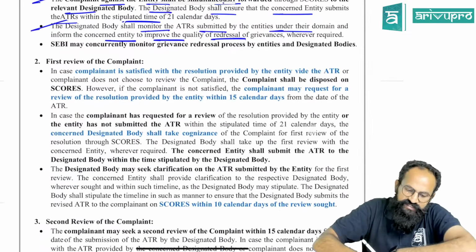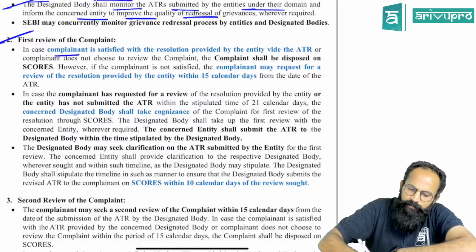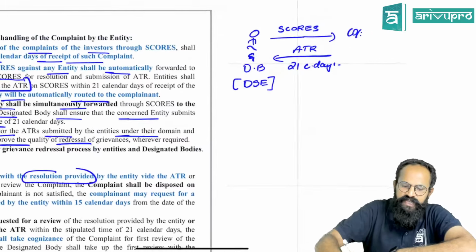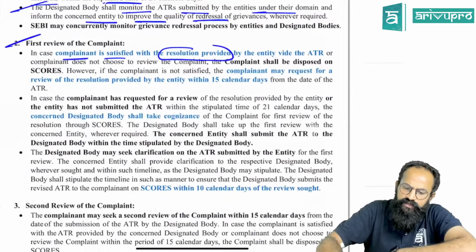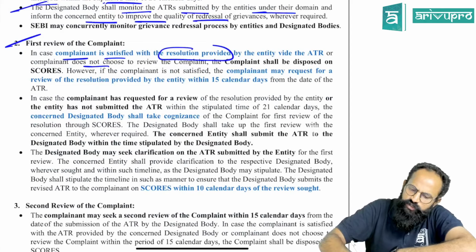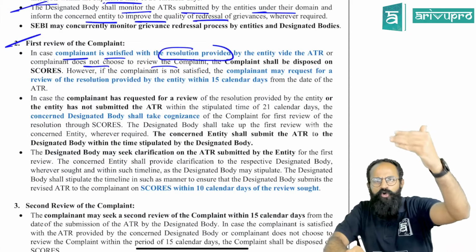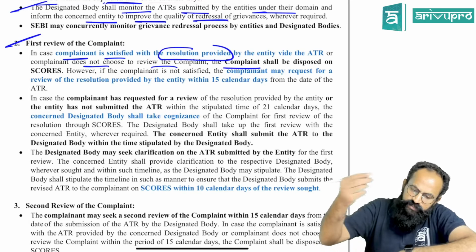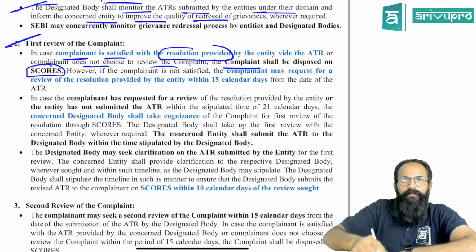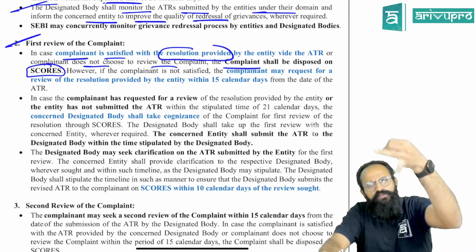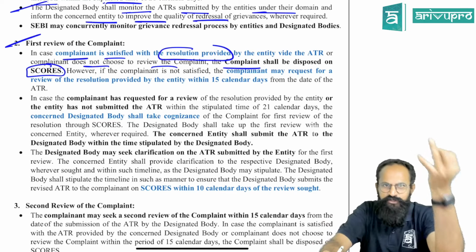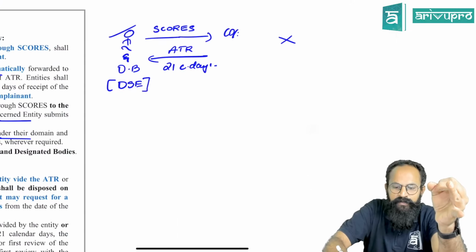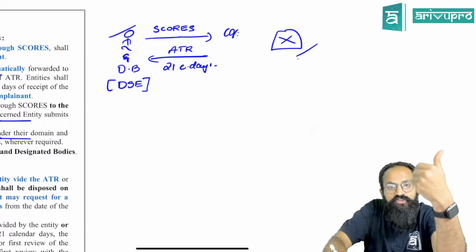Okay. The first review of the complainant. In case the complainant is satisfied with the resolution provided, I'm okay, I'm happy. Who? The investor is happy. Now what will happen if the complainant does not choose to review the ATR, or I say I do not want to go for a review? Review is like an appeal. The complaint shall be disposed on SCORES. So on the platform, if you do not go for a review, or if you say that I'm satisfied with whatever solution is given, then on the SCORES website, your particular complaint will be removed, meaning it will be considered as resolved.